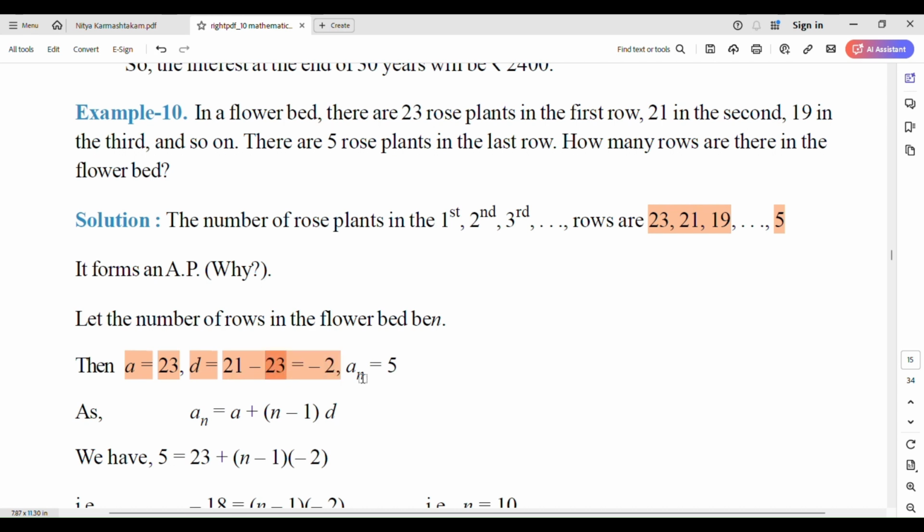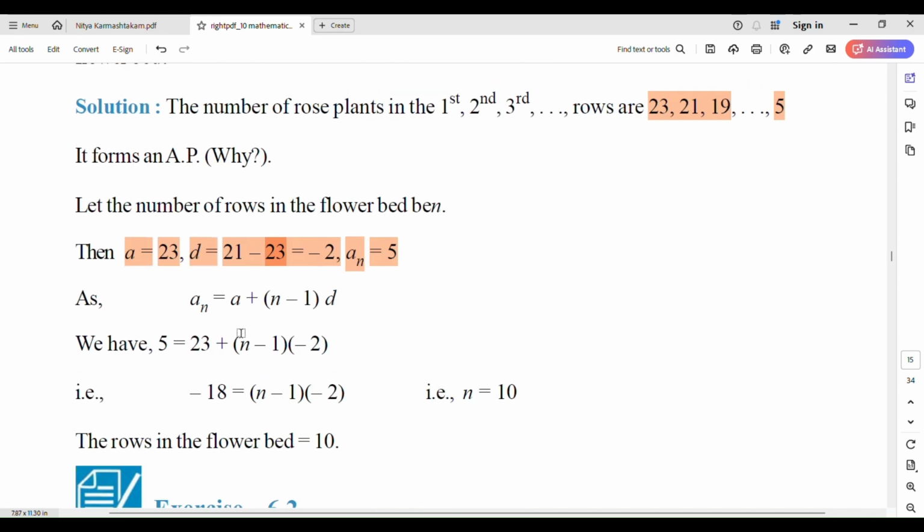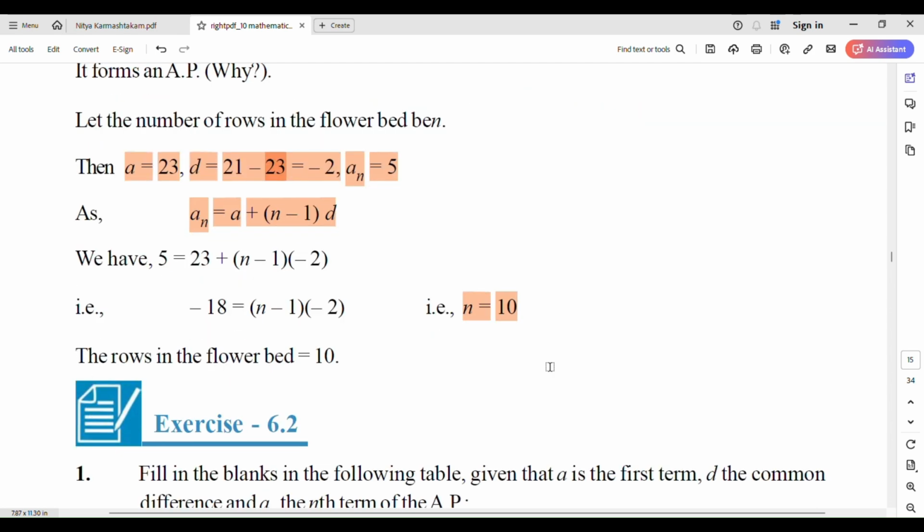And A of n, the last term, is 5. So A of n equal to A plus n minus 1 into D. This is the only equation we are using so far. 5 equal to 23 plus n minus 1 into minus 2. If you simplify, what you will get is n equal to 10. That means there are 10 rows in this flower bed.